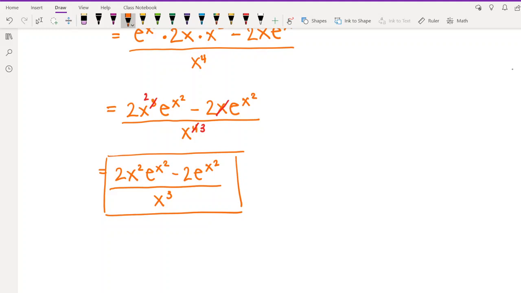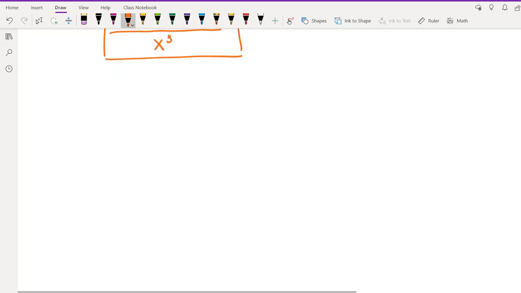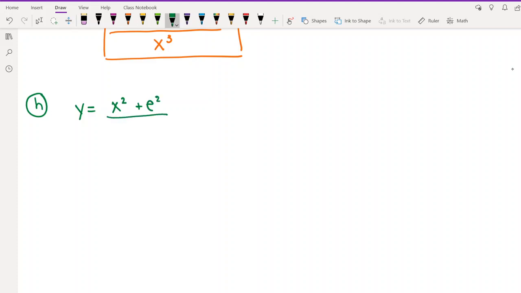All right, there's one more from this question, so one more derivative, and then after this we'll get into some related rates problems. So this one is y equals (x squared plus e squared) all divided by the square root of x. This one is another good candidate for simplifying before taking the derivative.